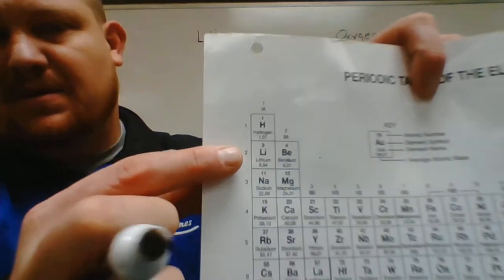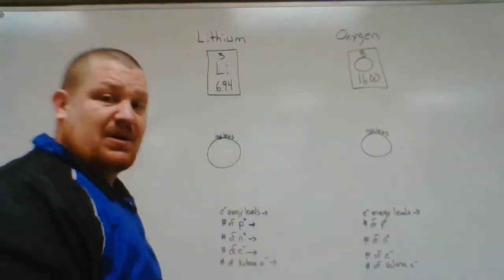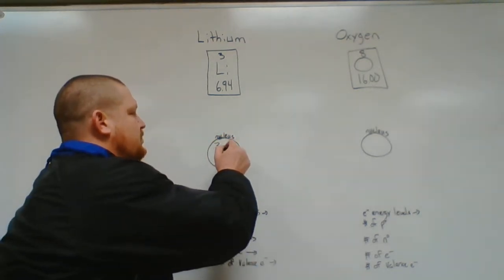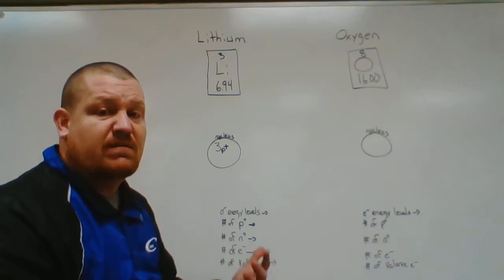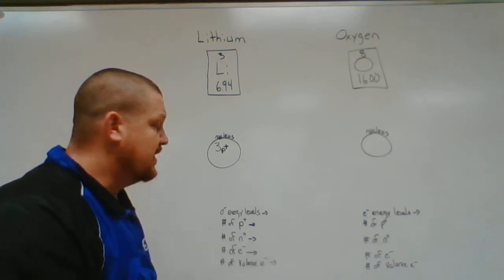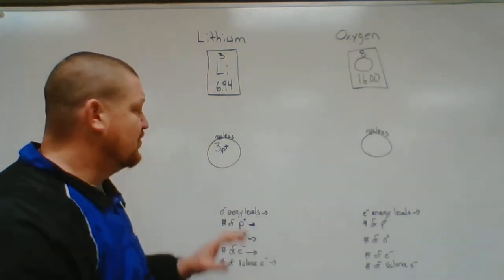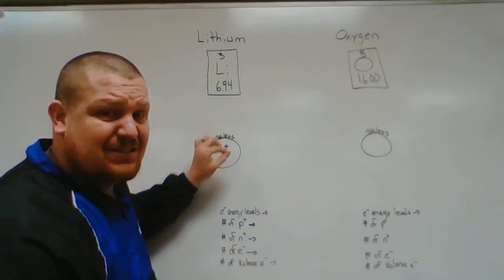So here's lithium, and I got the numbers written in the box up here. We got an atomic number of 3. This tells us they got 3 protons. It also tells us I'm going to have a total of 3 electrons. We'll get to that in a minute. This number here is our mass. We'll round this up to 7. So that means there's a total of 7 atomic mass units inside this nucleus.